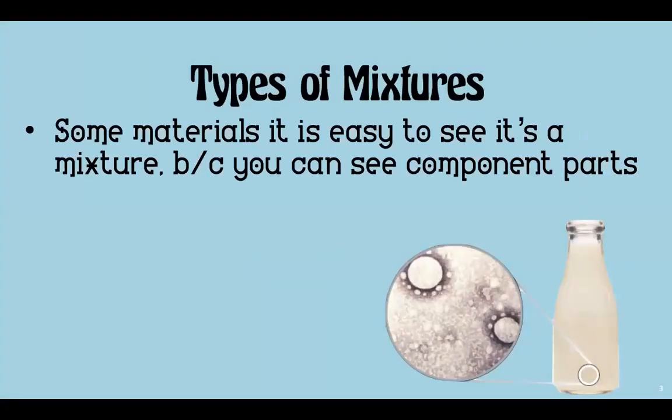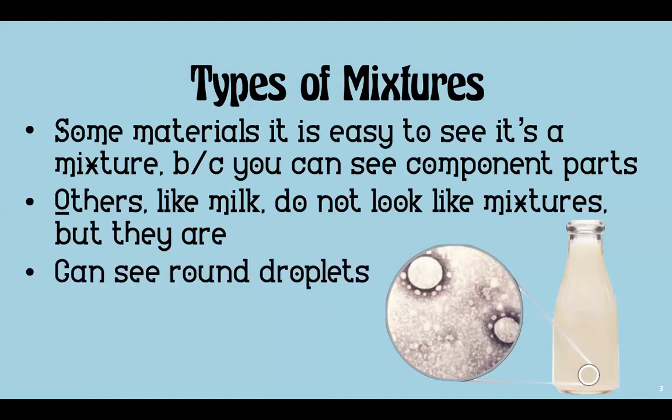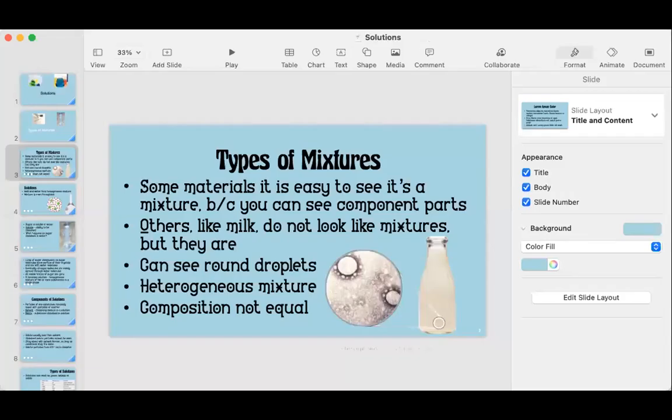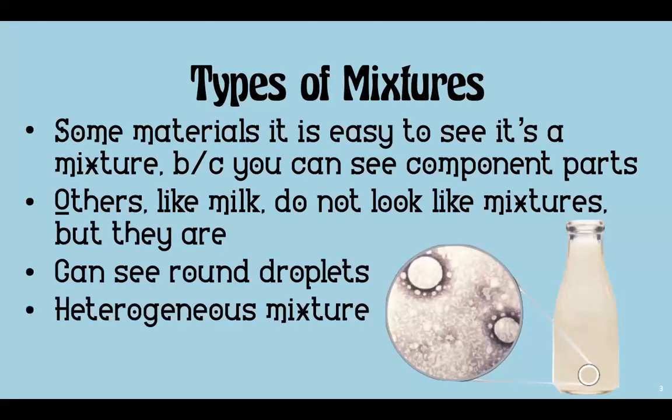With some materials, it is easy to see that it's a mixture because you can see the component parts, but others like milk do not look like mixtures, but they are. You can see round droplets when you put it under the microscope. So that makes it a heterogeneous mixture.